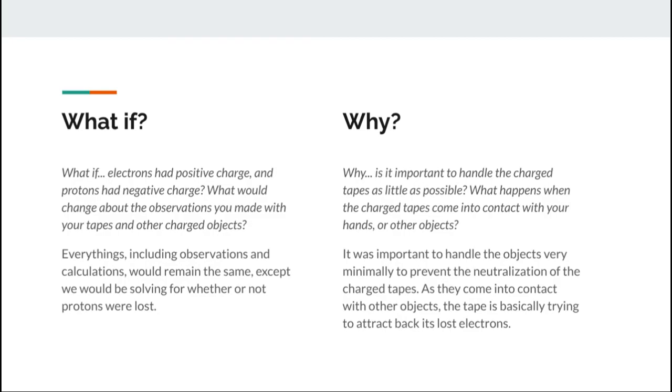Lastly, the what if. What if electrons had positive charge and protons had negative charge? What would change about the observations made? Well, nothing really would change. Everything would be the same, except that we'd be solving for how many protons were lost instead.